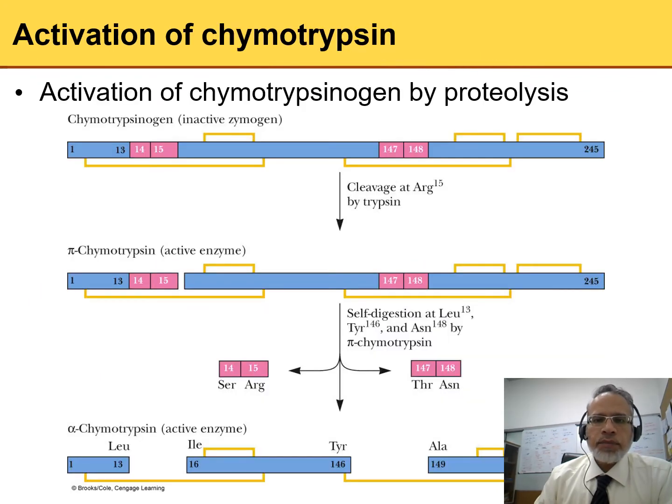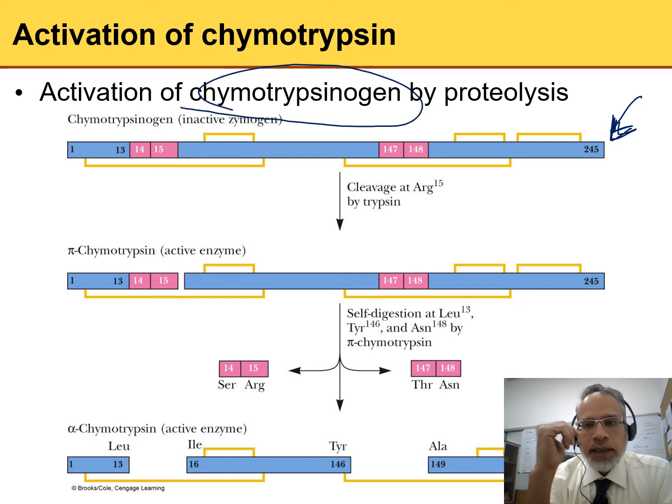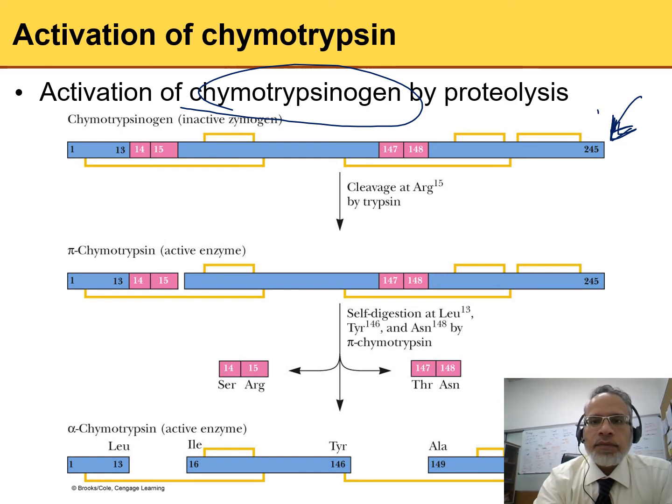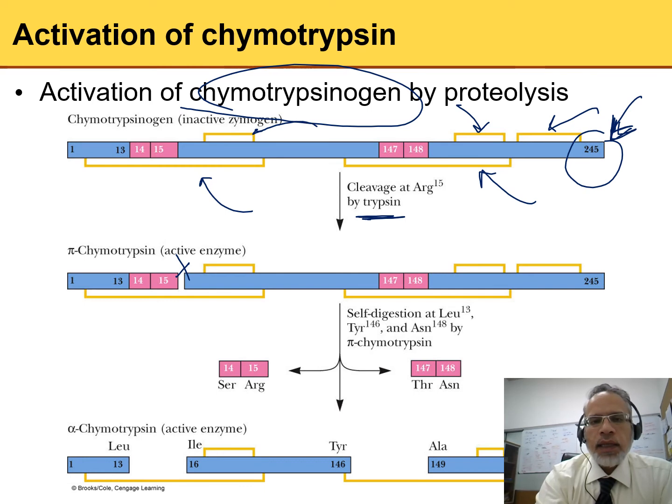This is shown here a bit better. This is the zymogen, or the inactive form, or the proenzyme. It is called chymotrypsinogen, and this is what is made, and it is inactive. It has 5 disulfide bonds, 1, 2, 3, 4, 5, and 245 amino acids total. Then trypsin, or it could be something else, but trypsin comes along and cuts here. One cut, and again, nothing happened.